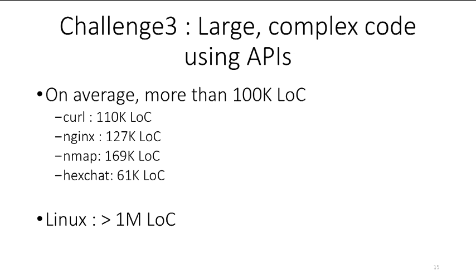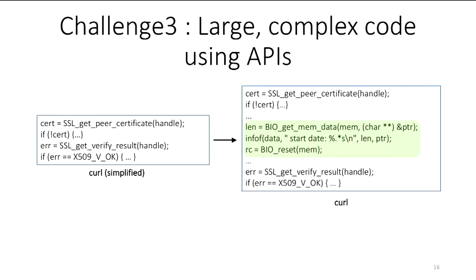And handling large and complex software is difficult. For example, in these examples, the software has more than 100,000 lines of code. If you want to find API misuse bugs in the Linux kernel, you need to handle more than 1 million lines of code. And the code is not as simple as it is shown. Actually, the code was a simplified version. In real code, between SSL_get_verify_result and SSL_get_peer_certificate, there are many other API uses which make analysis harder.